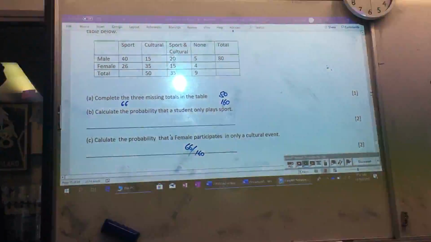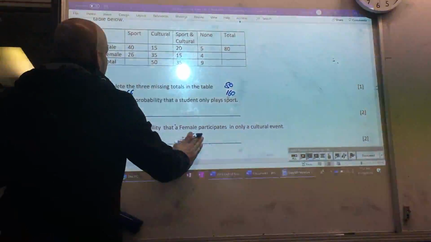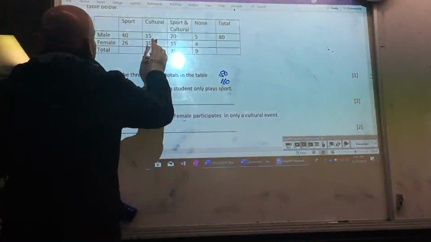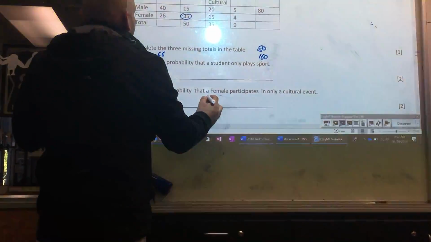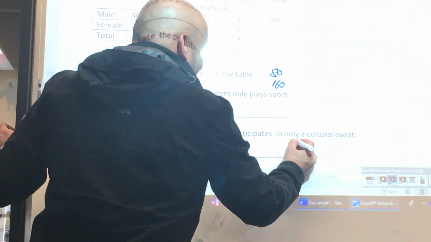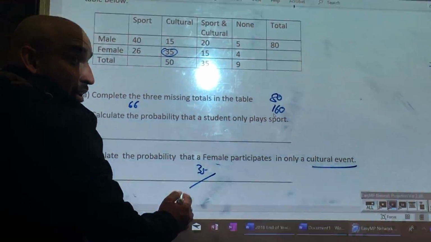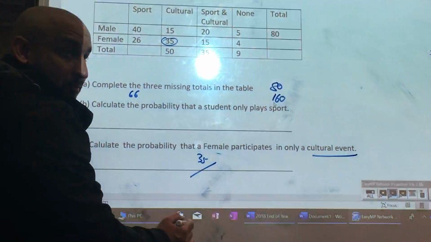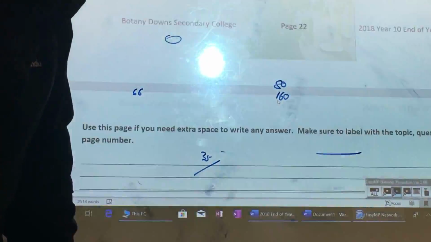Calculate the probability that a female participates in only a cultural event. A female participates in cultural events. So what will that be? 35, that a female participates only in a cultural event. So 35 over the total. Okay, so you do that.